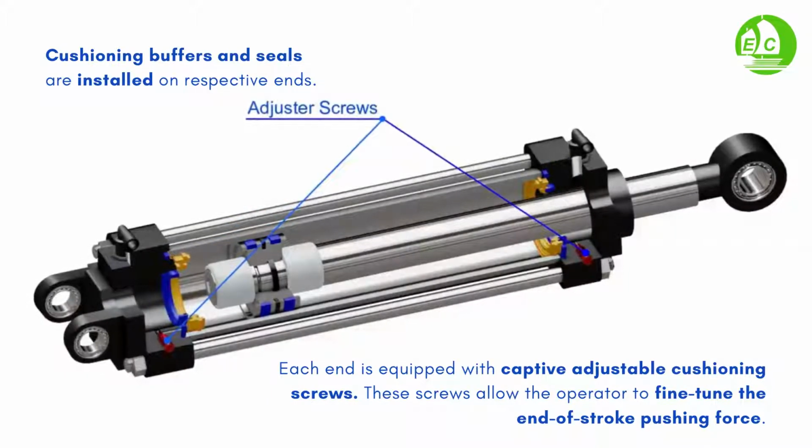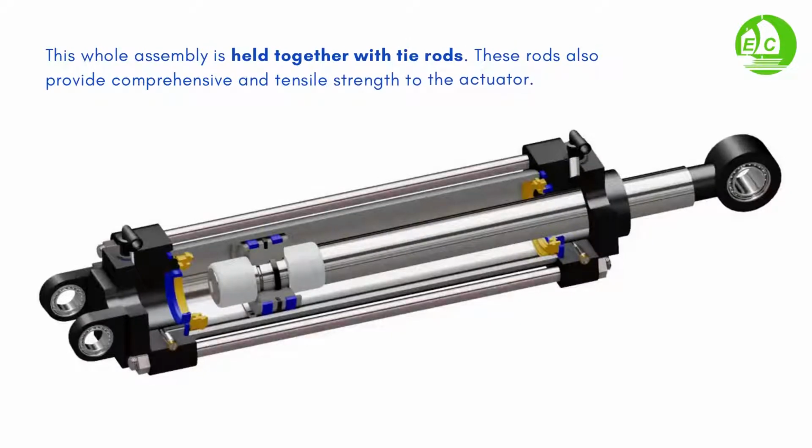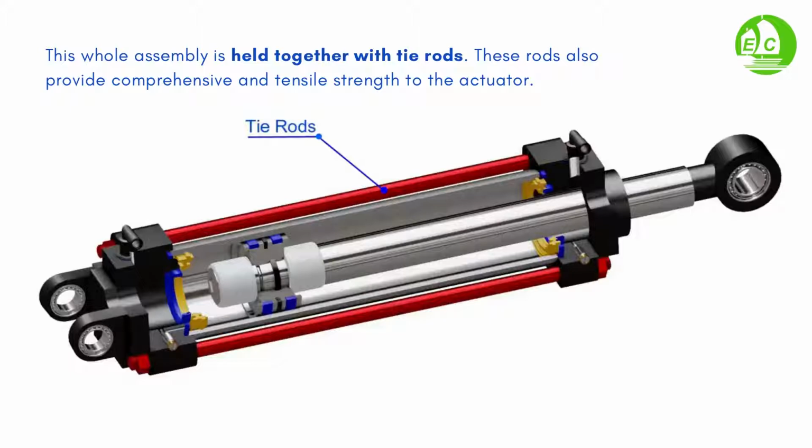Captive adjustable cushioning screws are installed on each end. These screws enable the user to adjust the optimum cushioning at the end of the stroke. This whole assembly is held together with tie rods. These rods also provide compressive and tensile strength to the actuator.